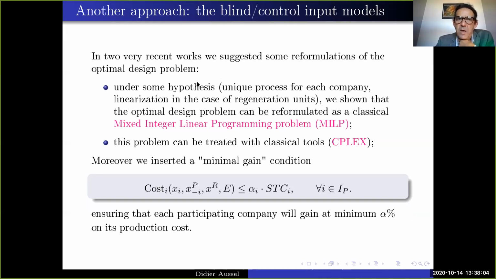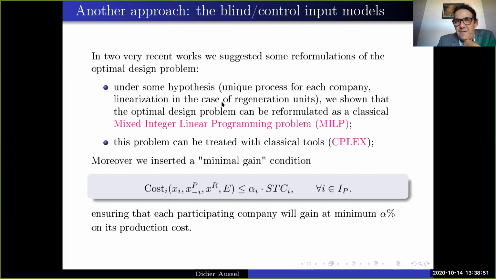So the idea is that now we assume some kind of simplification hypothesis. We assume that we have a unique process per company, because previously we were not assuming that, so eventually each company had different processes. And we assume a linearization of the generation unit, while usually they have a quadratic behavior concerning the price. So here we are assuming that it is linear. And actually what we showed is that this single leader multi-follower game can actually be transformed into a mixed integer linear programming problem.